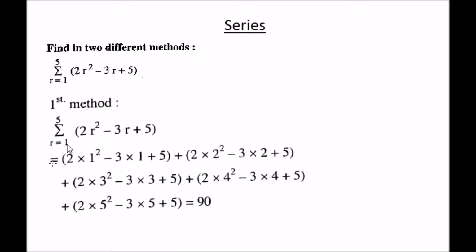Put r equals 1. So 2 times 1 squared minus 3 times 1 plus 5. Then at r equals 2, so 2 times 2 squared minus 3 times 2 plus 5. At r equals 3, so 2 times 3 squared minus 3 times 3 plus 5. At r equals 4, 2 times 4 squared minus 3 times 4 plus 5. And finally at r equals 5, so 2 times 5 squared minus 3 times 5 plus 5. Simplify all of this. This is equal to 90.